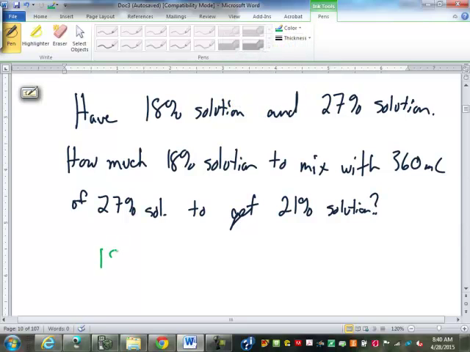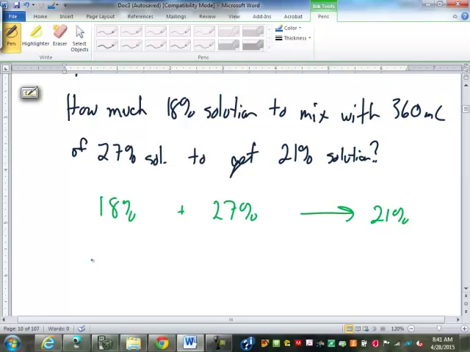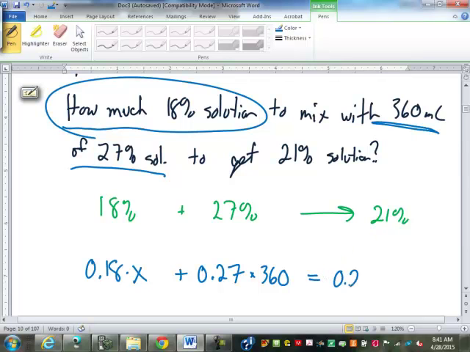So we're going to set this up the same way. We're combining the 18% with the 27% to get a result that is 21%. So the amount of substance in the 18% solution is a concentration of 0.18 times, do we know how much? That's kind of what we're looking for, isn't it? The amount of the 18%, right? So that's going to be our x. Plus 27% will be 0.27. Do we know how much of that? Oh, yeah, 360. Equals, on the other side, we're going to have 21%, 0.21.